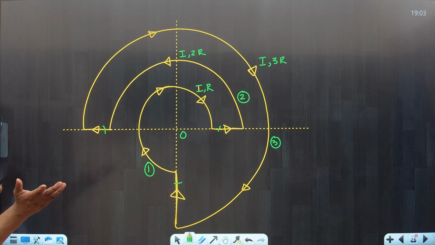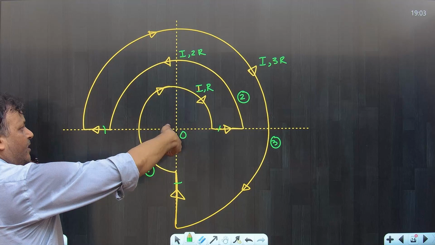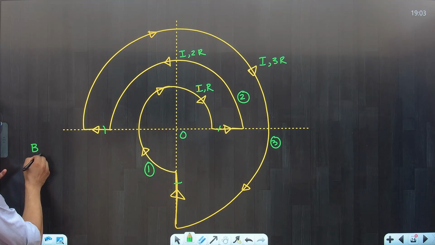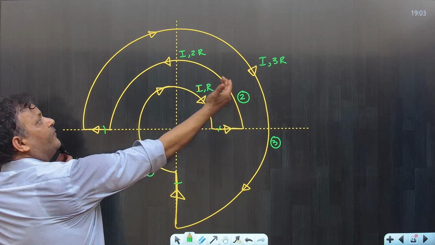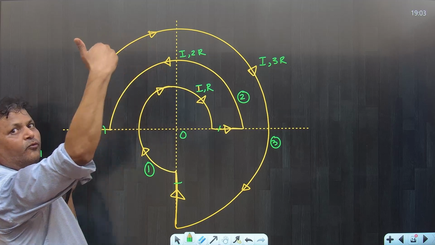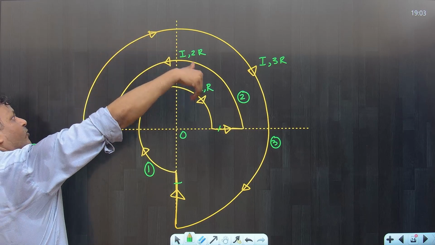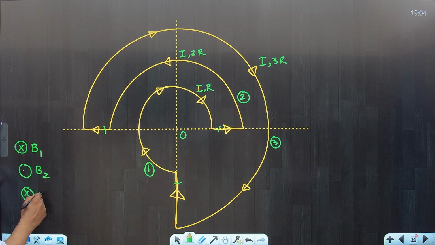So let us calculate. Let us first of all see what is the direction of the magnetic field. Curl your right hand fingers along the sense of current here, like this. It is into the paper. So B1 is into the paper, and for B2, you curl your right hand fingers here, it comes out. So B2 is out of the paper. And for B3, you again curl your right hand fingers, it is again inside. So B3 is inside.